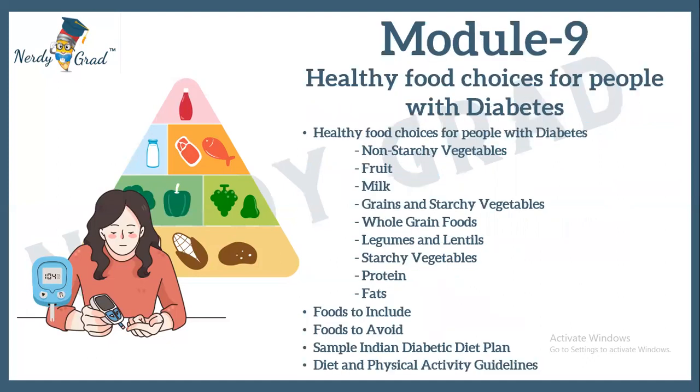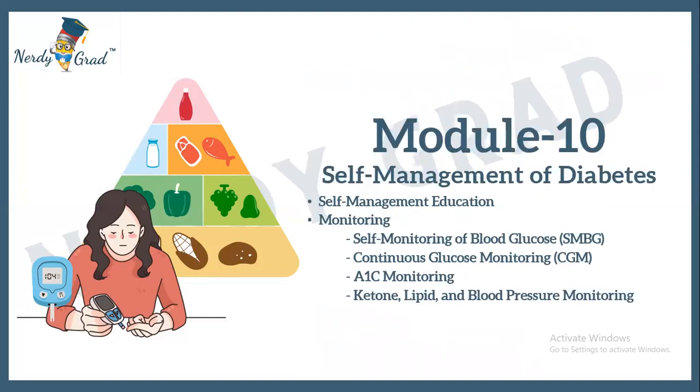In module 9, healthy food choices for people with diabetes. Those include non-starchy vegetables, fruits, milk, grains and starchy vegetables, whole grain foods, legumes and lentils, protein and fats. The foods to be included and avoided for people with diabetes, sample Indian diabetic diet plan, diet and physical activity guidelines. And in module 10, we'll be discussing the self-management of diabetes.